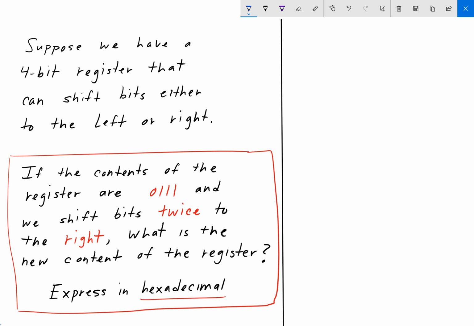To solve this problem, we don't really need to know what the shift register circuit is. We can just take that value 0111, shift the bits to the right twice, get a certain binary value, and then turn it into hexadecimal.